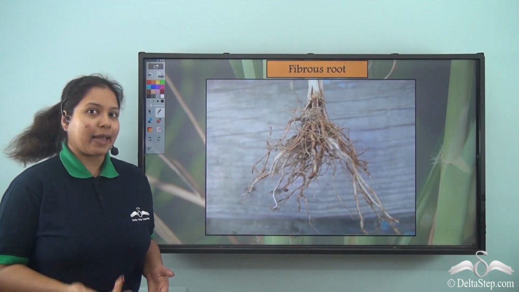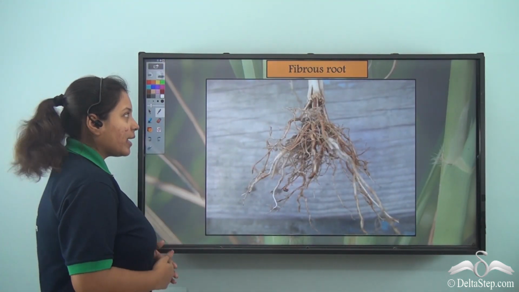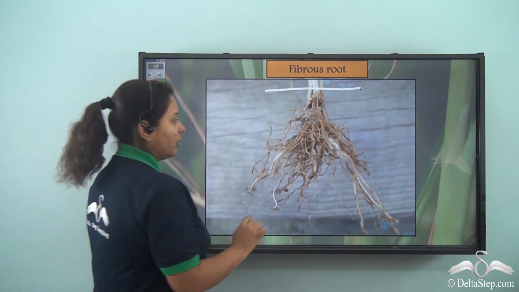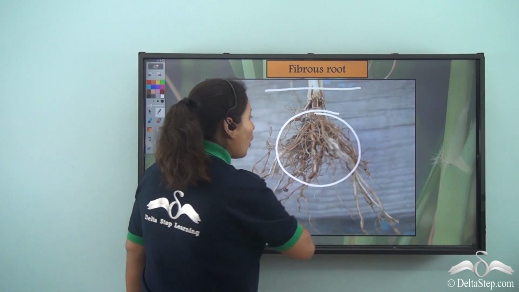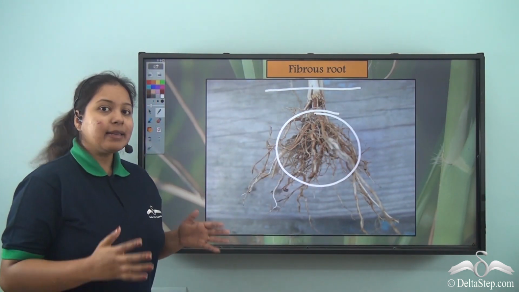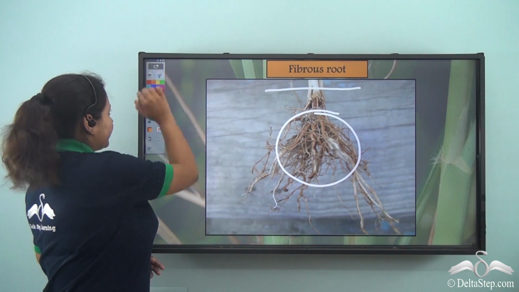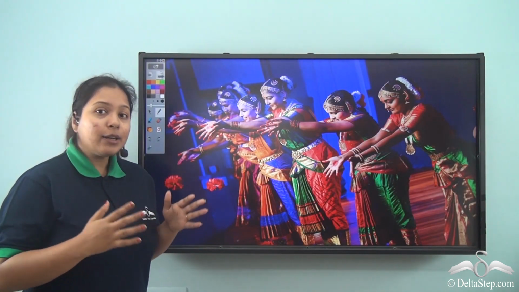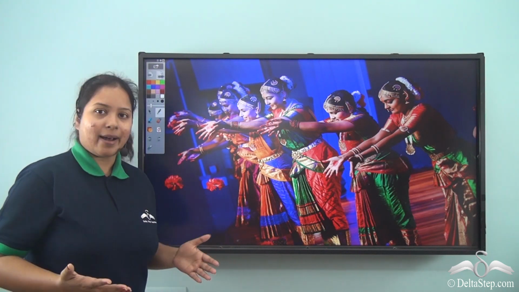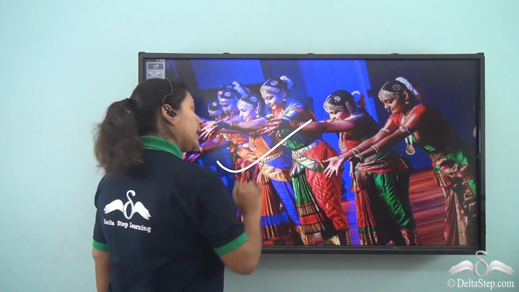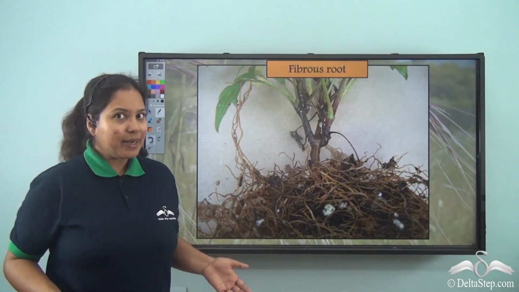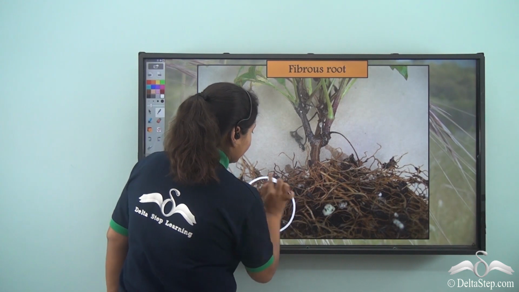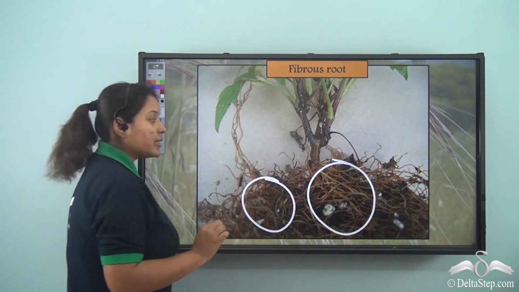Now comes the second type of root. What is it known as? It is known as fibrous root. If you see over here, there is no leader. All of them are equal and important. Just like this dance performance, over here none of them is the leader or main dancer. Everyone is equal, right? Similarly, in the fibrous root as well, all the roots are similar and equal. There is no leader.